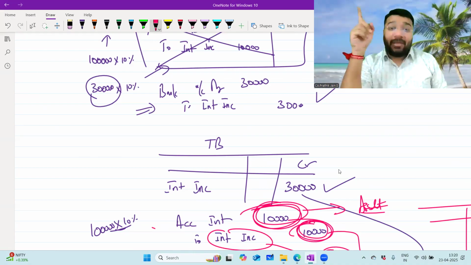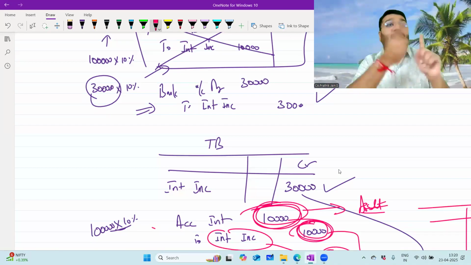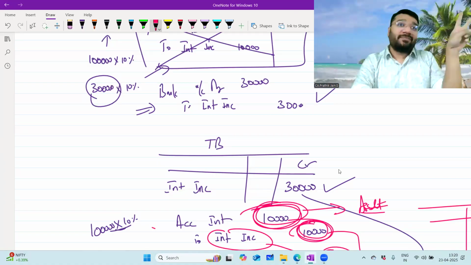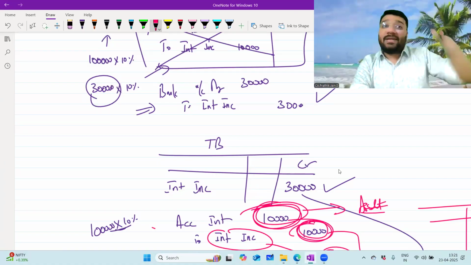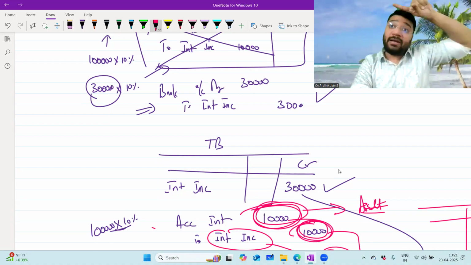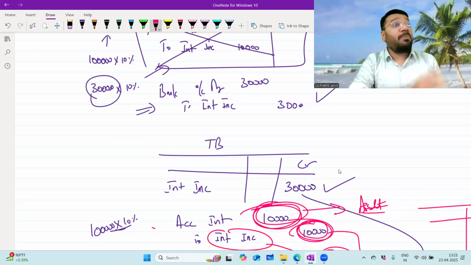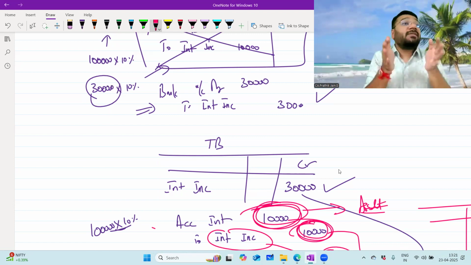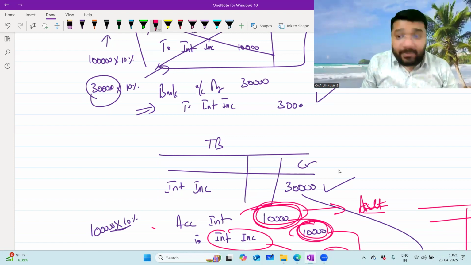In 11th, I discussed this concept twice: one in the journal topic, and one more time in the final accounts. Now here, will we have the time to do the final accounts and all the discussion one more time? Not possible, because we have a constraint. What constraint? Time constraint.